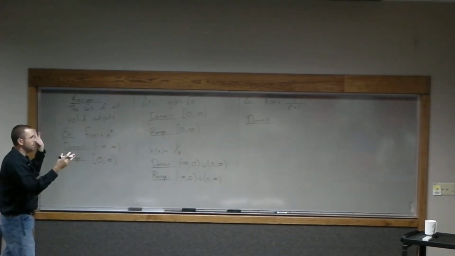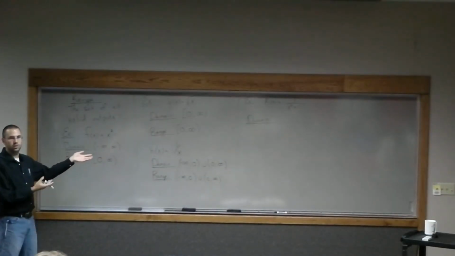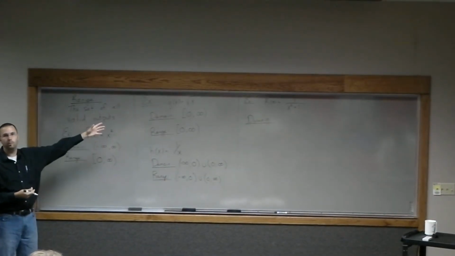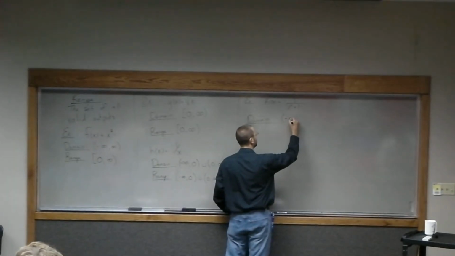If we're not worried about dividing by 0, and if there are no square root signs running around anywhere, there's really no restrictions that we have, right? We can do anything we want with this function. We can put in any value we want. So our domain here is all real numbers.